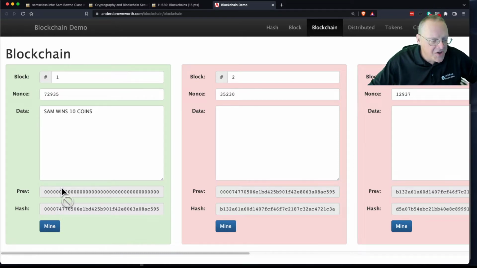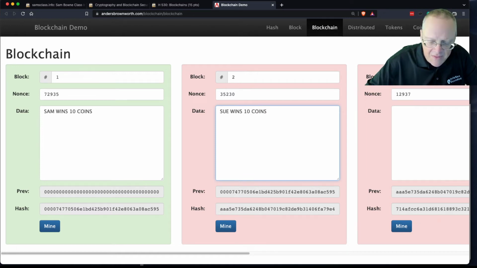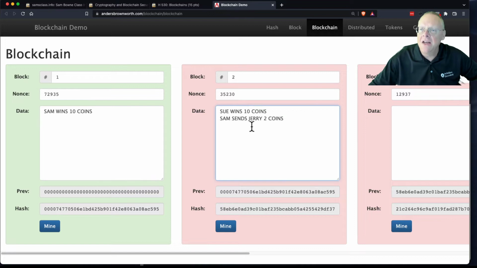So now it's done mining and it turns green. And you see it starts with 4 zeros. So 4 zeros is the difficulty of this blockchain. And so this was mined by Sam, and when you do the mining, you win a reward. So the next block, maybe Sue will mine this one, and she will win 10 coins. And other things will happen, like Sam sends Jerry 2 coins. So you have data in here. These are the transactions, and you have the mining reward.